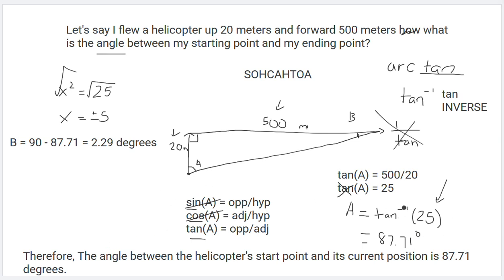Now, we can think about this answer before we actually write it down and think, okay, that makes sense. I'm only going up a very tiny amount, but I'm going forward quite a bit. So this angle is going to be really big. It's going to be almost 90 degrees. So it makes sense that it's pretty close to 90 degrees. Now we can write our therefore statement. So therefore, the angle between the helicopter's start point, which is over here, and its current position, which is over here, subtending the triangle, is 87.71 degrees. Okay? So that's how we use some trigonometric functions to answer some math problems in our everyday lives.